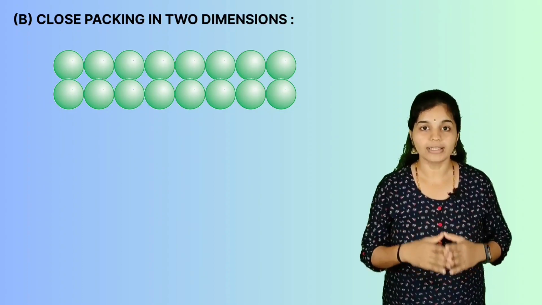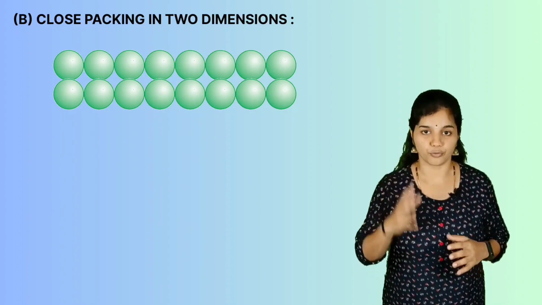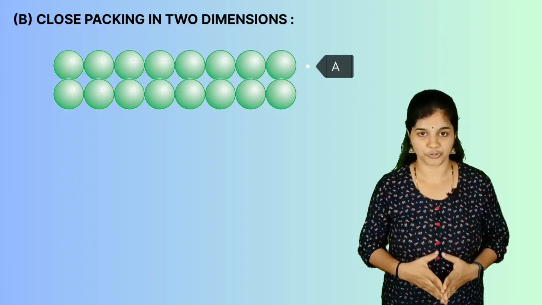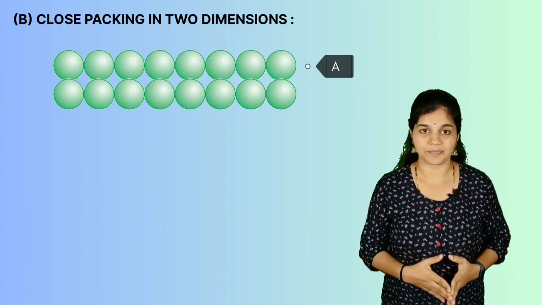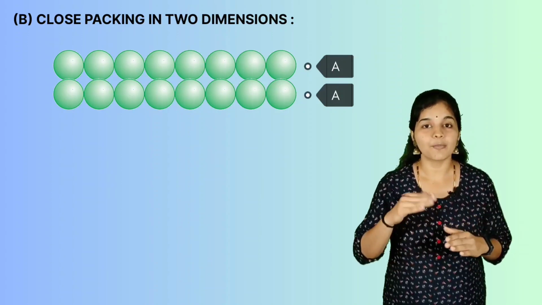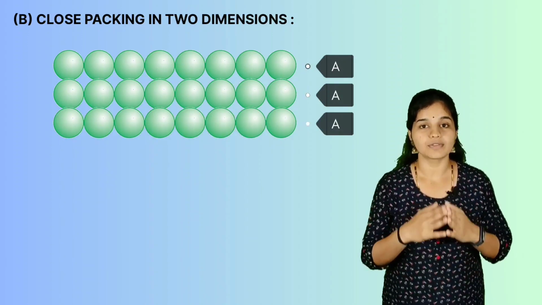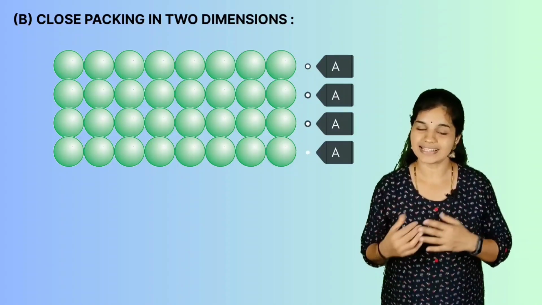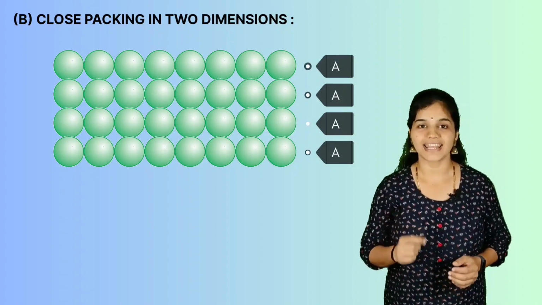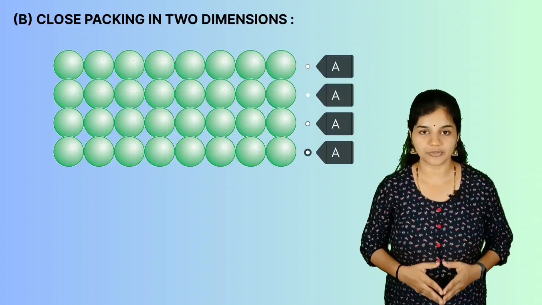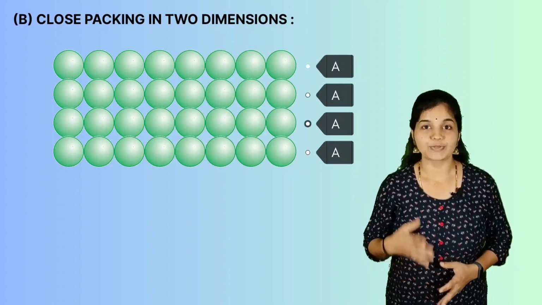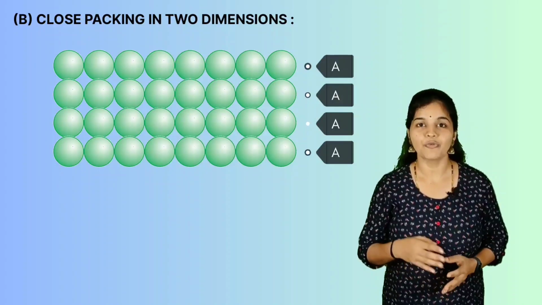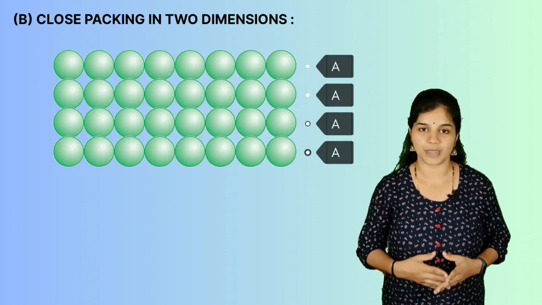If we call the first row an A type of row, then the second row is exactly the same as the first row, which is also A type. Similarly, we can place more rows one above the other. So, we obtain an AA type of arrangement, as you can see here. You can see that in this arrangement, each sphere is in contact with 4 of its neighbors. So, what is the coordination number in this case? Yes, you are right. The coordination number is 4 in 2-dimensional close packing.